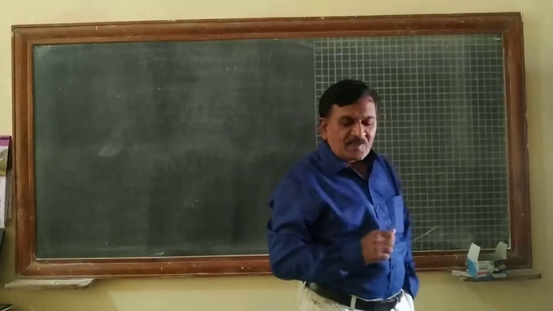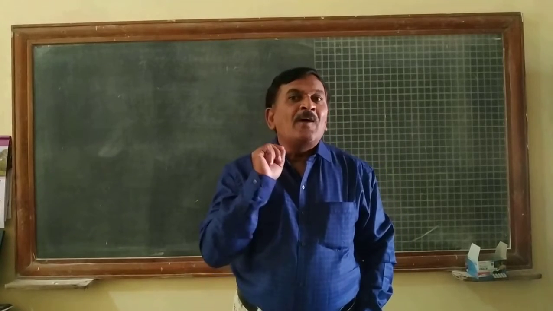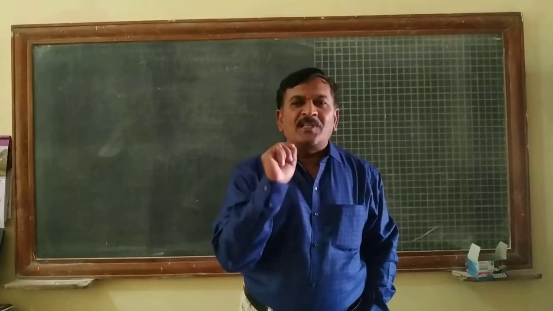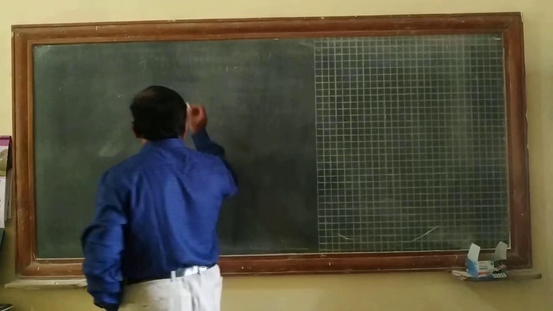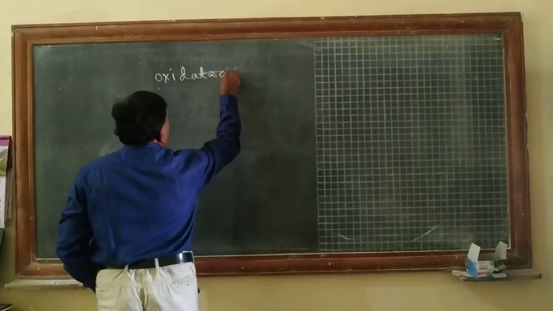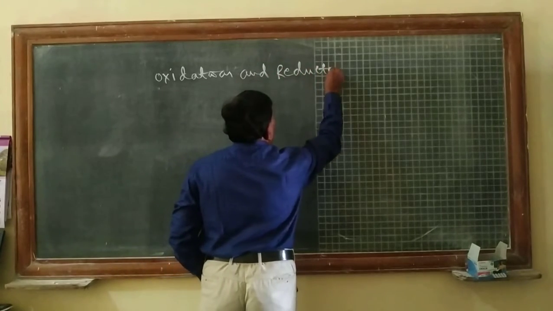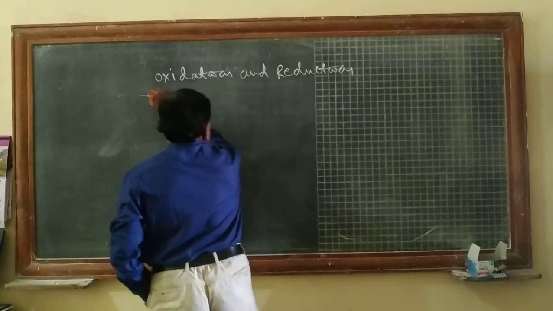I will discuss the syllabus of BSc fourth semester. The chapter is in inorganic chemistry, the last chapter, oxidation and reduction. So what is oxidation and reduction?